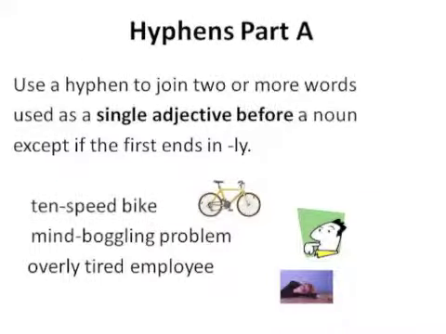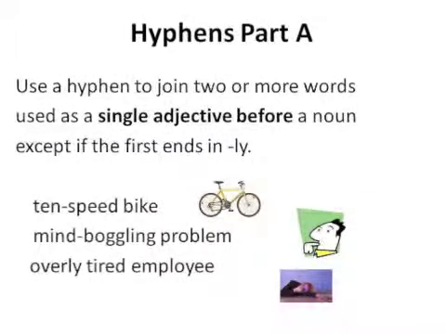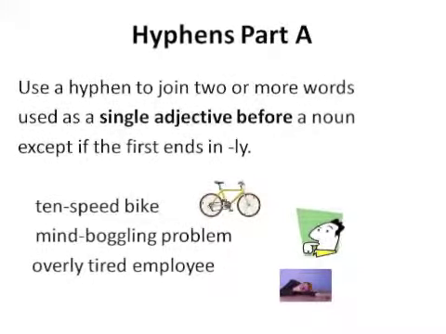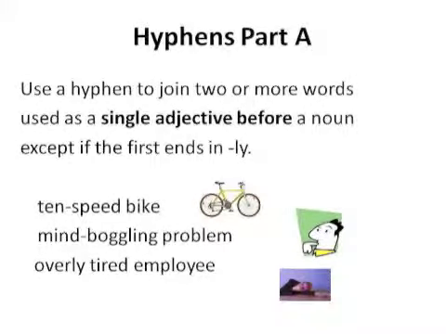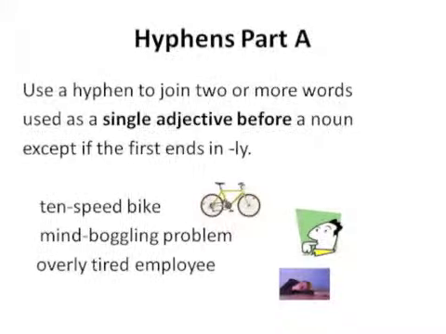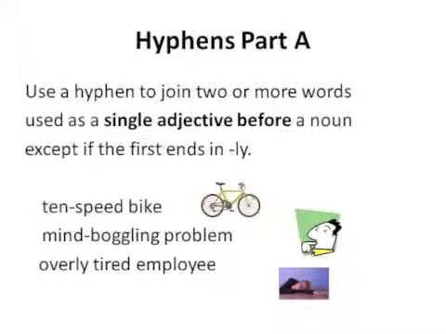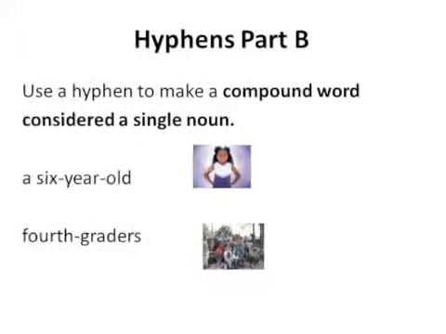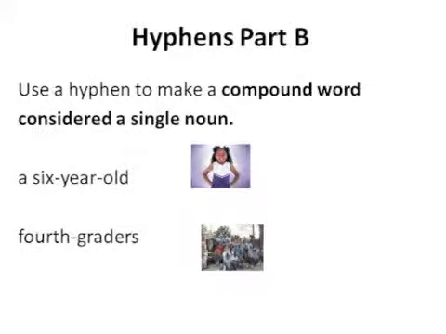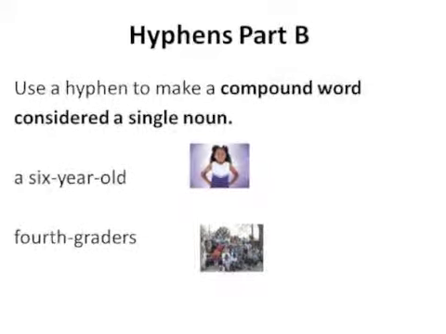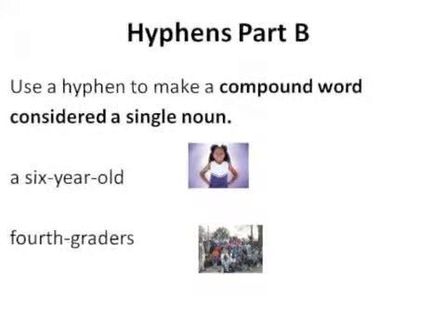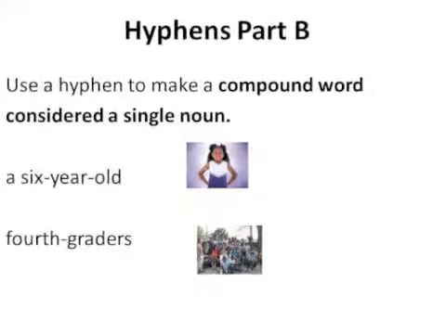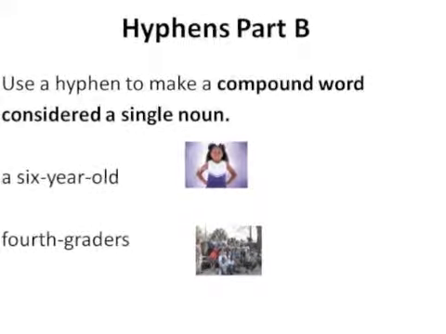We're ready now for hyphens. Use hyphens with two or three words used as a single adjective before a noun, except if the first ends in ly. Two or three words may comprise a single noun. Here you see 6-year-old, 4th-graders, 12th-graders are all hyphenated.